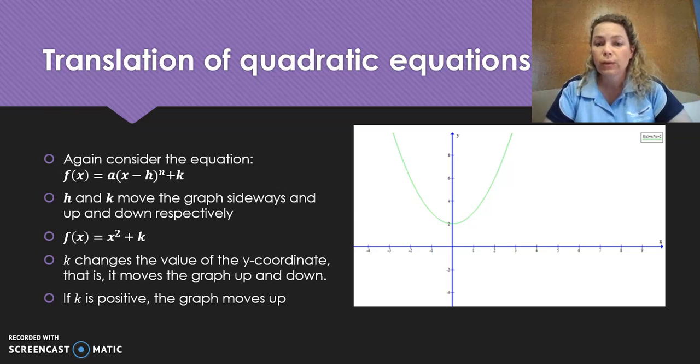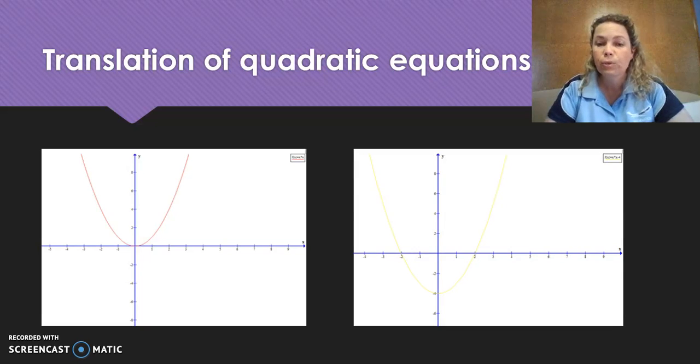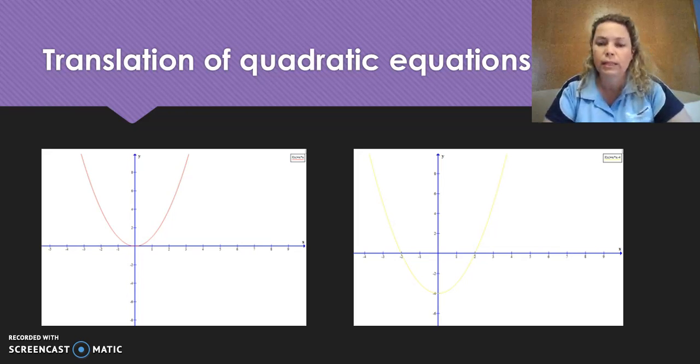So this is our equation of x squared plus 2. So it's simply moved the graph off the origin and moved it up 2. Once again, here's a reminder of what the original looked like, so where it sits going through the origin. And if we were to make K negative, it would move it down. And there is a graph there in yellow that's just a little bit hard to see, but it goes through -4, so it is the graph of x squared minus 4.